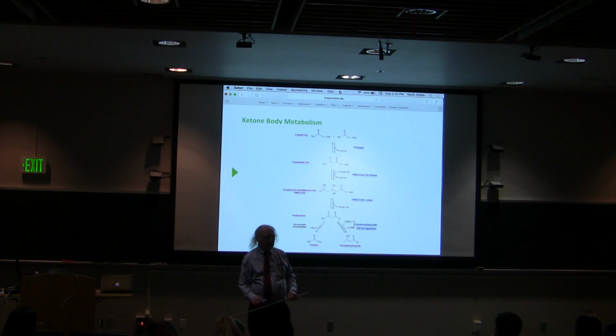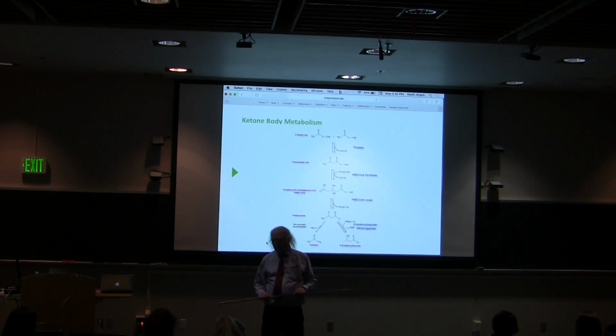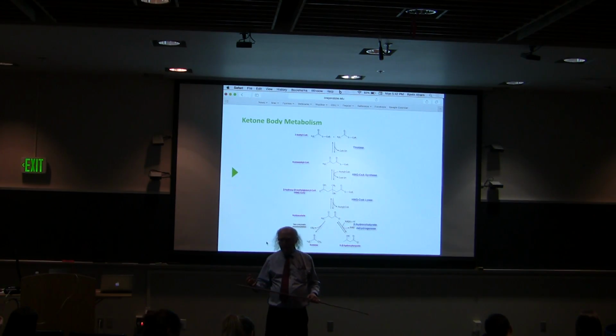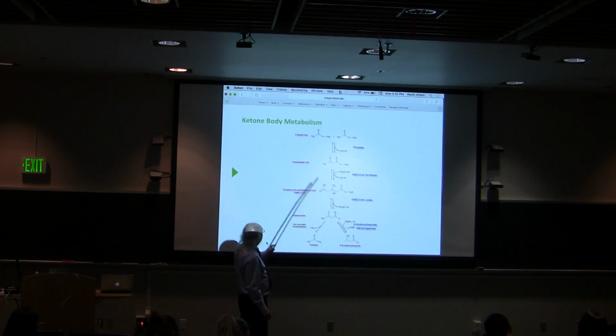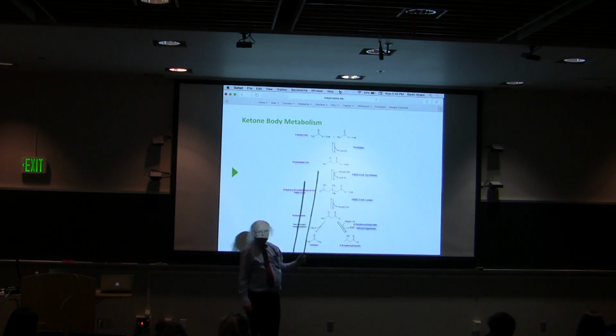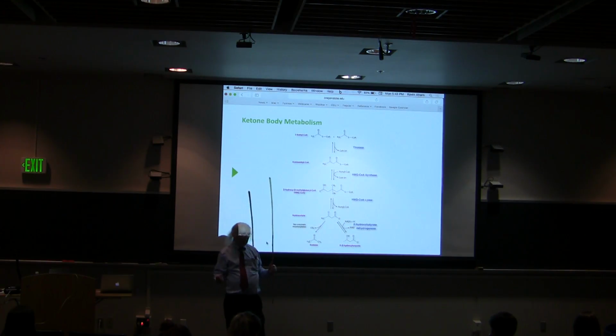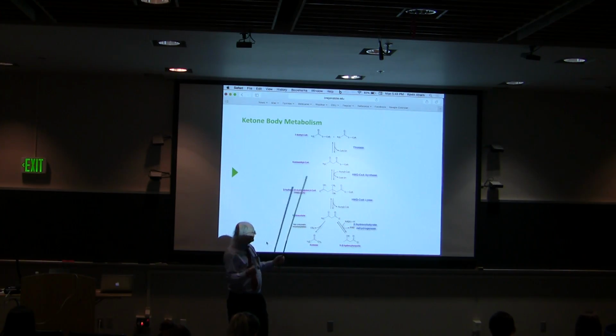Another reason that the body is using ketone bodies is that they're water soluble. So you can dissolve these in water, and they can go in the bloodstream very readily. You don't have to package them up like you do fats and fatty acids. Consequently, these can be made and released into the bloodstream very quickly and supply the needs of the body.